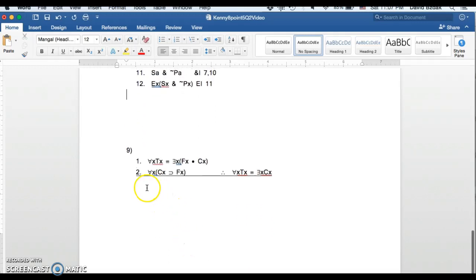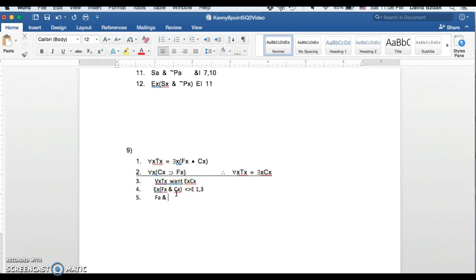Okay, one more, 9. I'll try to do this one quick, although it's a long one. So it's a biconditional. So we can do biconditionals by doing 2 conditional introductions. So we start by assuming all x TX, and we want some x CX. With all x TX we can get some x FX and CX by conditional elimination of 1 and 3. We got one of the sides of the biconditional, and that tells us we can get the other side with biconditional elimination.